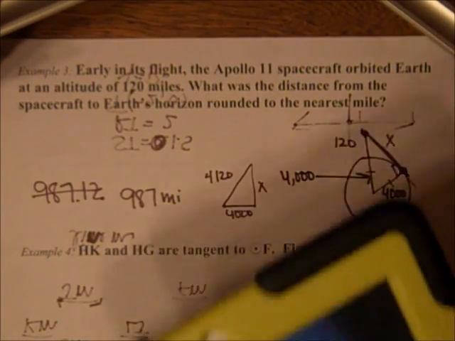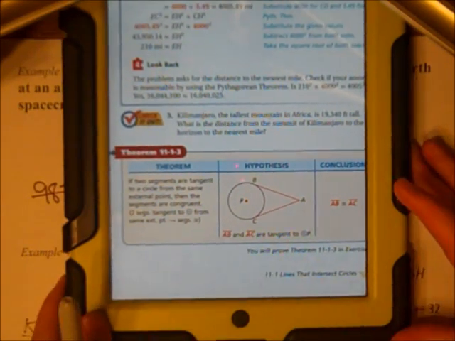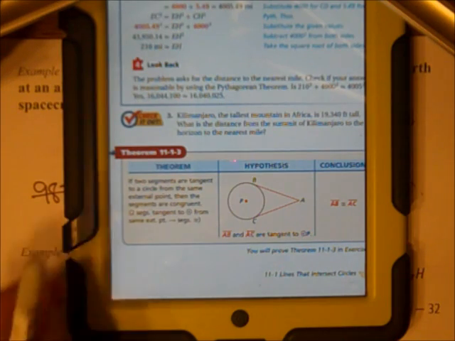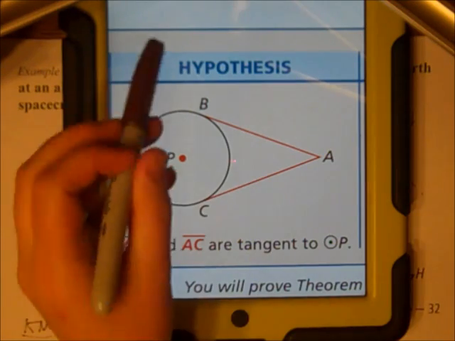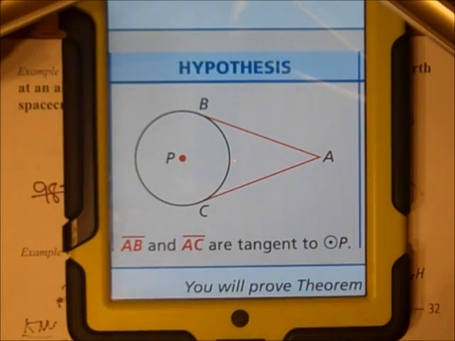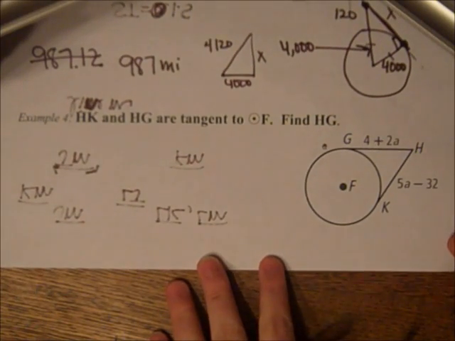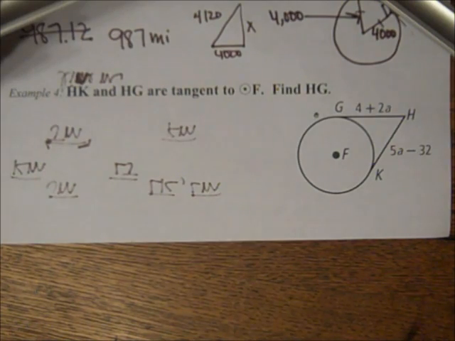Okay, the next one, example 4, comes from the next theorem in your vocabulary chart here. It says if two segments are tangent to a circle at the same external point, then the segments are congruent. So basically, anytime you have this ice cream looking shape, where you have the circle and two tangents coming out, you can know that these two tangents are going to be congruent to one another. Okay, so that's what we have right here.